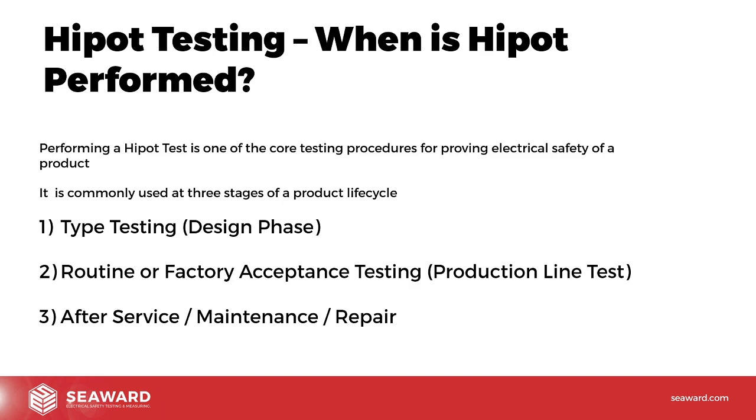But once we've done that, we can then put the product into production, and that's where our second phase of testing comes into play. This is performed on pretty much every product we manufacture. In fact, most standards will require that 100% of products coming off the production line are tested. Essentially what we're doing is trying to prove that the product has been built in accordance with the design phase, and is safe. So we know it's safe by design. We just need to make sure that the actual act of building it hasn't contributed to any electrical safety issues.